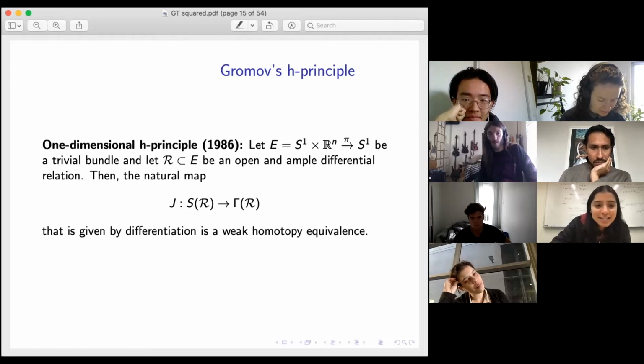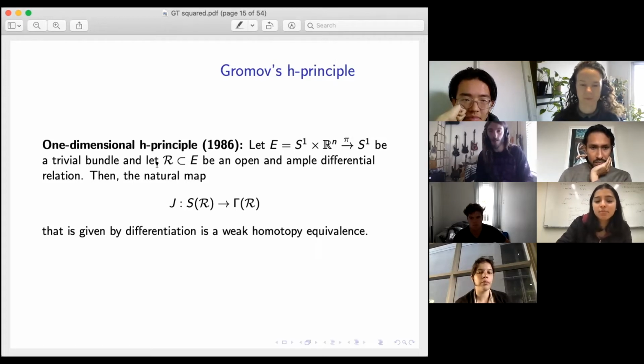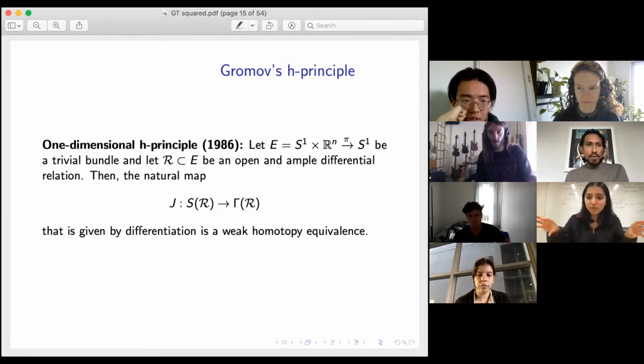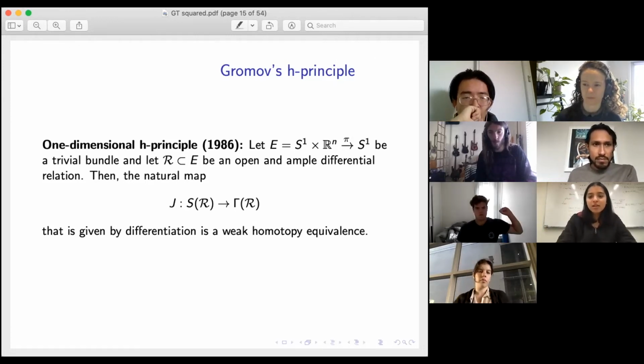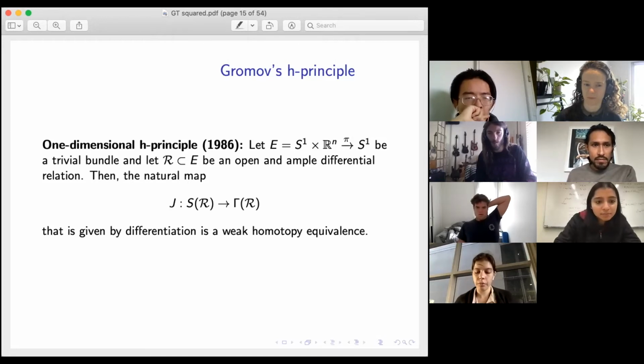Okay, so let E, the bundle from E to S1, be the trivial bundle, okay? And let R in E be an open and ample differential relation. I'll explain what that means in a second. It's a differential relation that sits inside the bundle E. Then this map that goes from genuine solutions to formal solutions, right? It's just given by differentiation, is a weak homotopy equivalence.